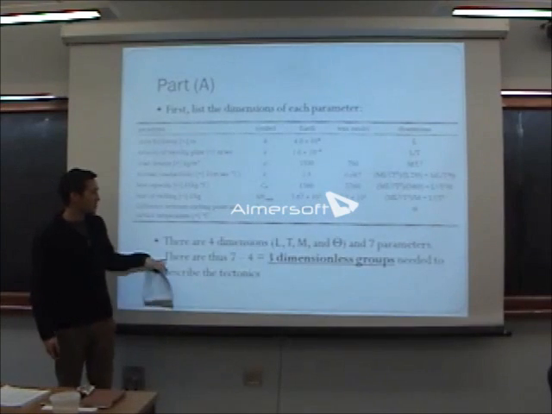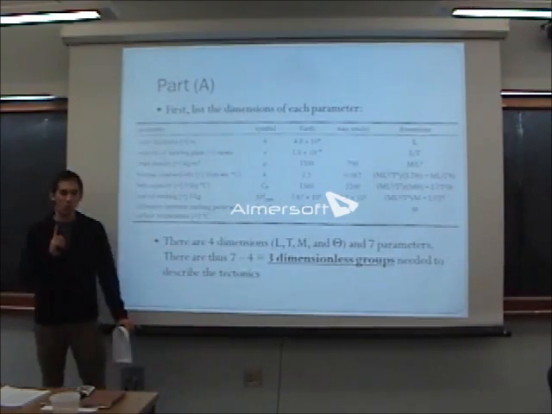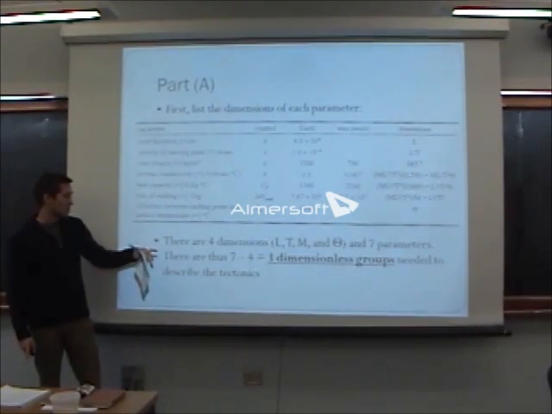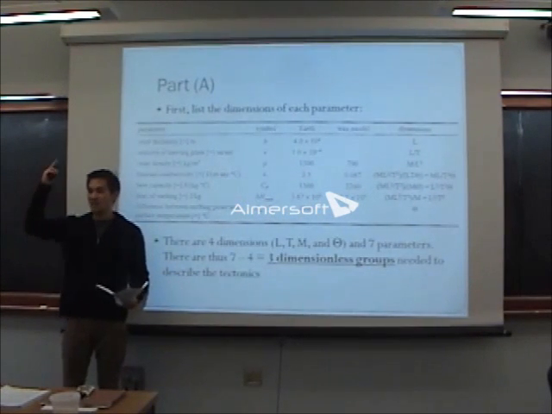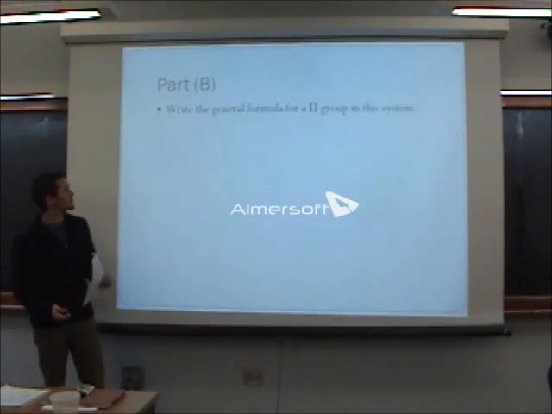Okay, so you have 7 parameters, right? Now when it says Tm minus Ts, that's just one parameter. So you have 7 parameters and 4 dimensions. So you have 7 minus 4, there's 3 dimensionless groups. How many of you guys got 3 dimensionless groups? All right, okay, everyone, so that's good to see.